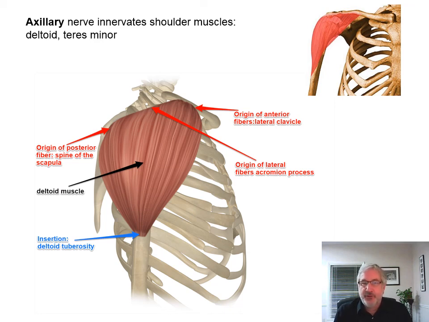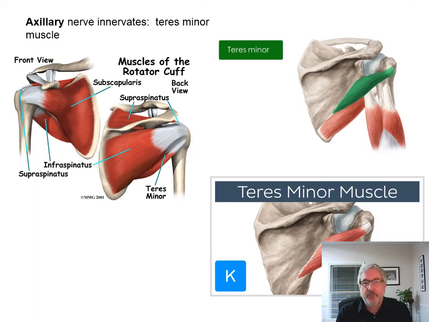This is what the deltoid muscle looks like. It's on the shoulder. It's a delta. So the Greek letter delta is this. So if you flip it over, it's an upside down triangle, and there's your deltoid muscle. So this is the Greek letter delta. So it's deltoid muscle. Teres minor is part of the rotator cuff.